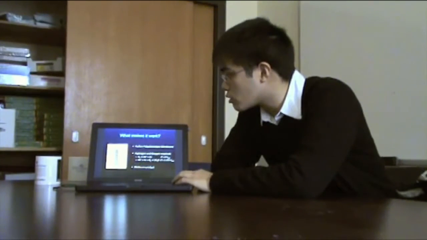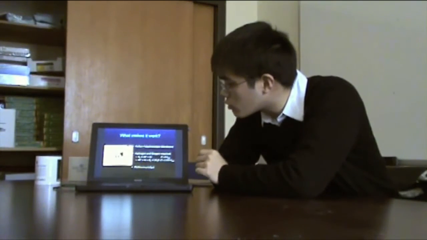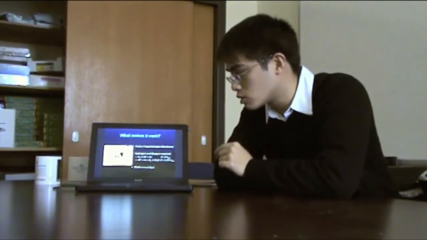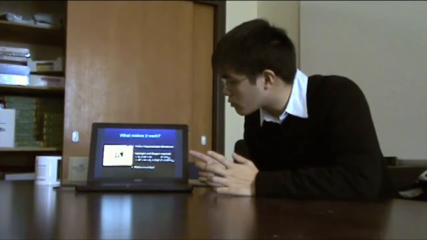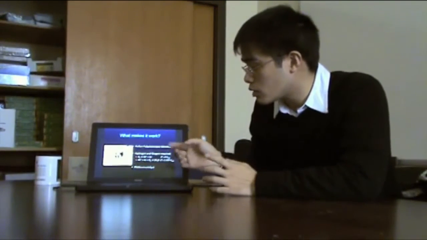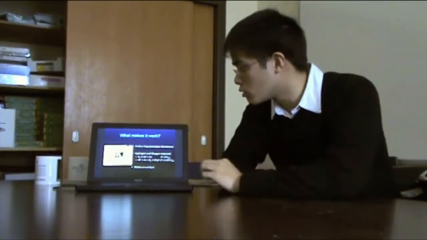So when you put it all together, here's a good diagram of what the fuel cell looks like in my lab. It's very simple. You have the membrane in the center, you have electrodes, and you put the whole thing together.